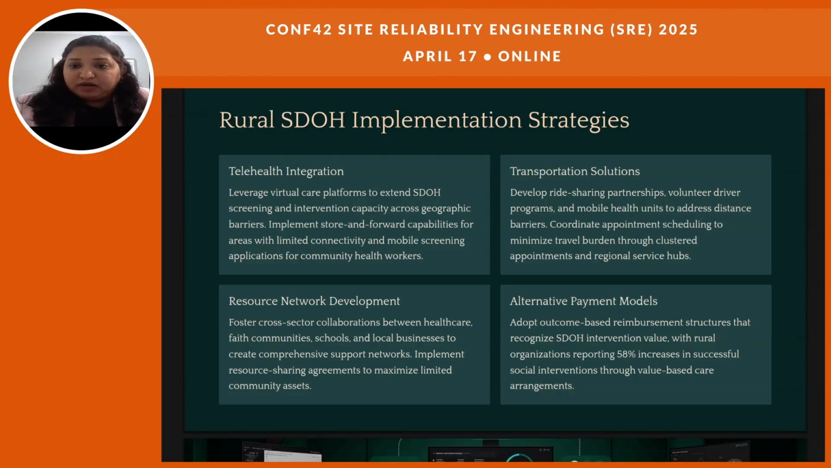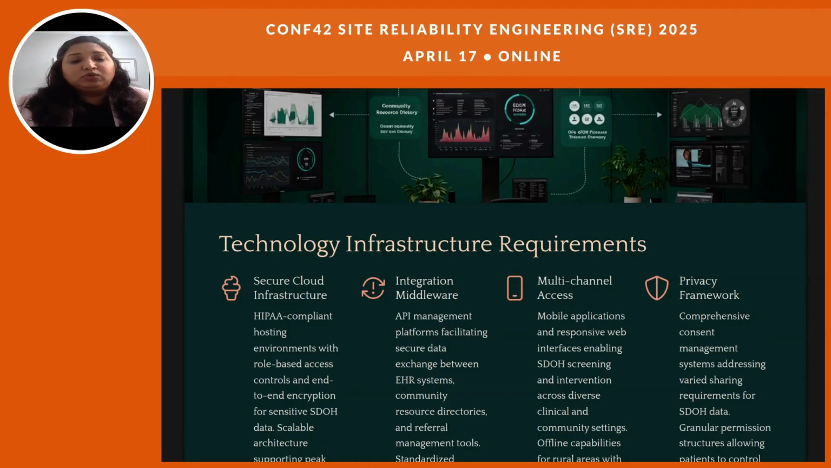Developing rideshare partnerships, volunteer driver programs, and mobile health units to address distance barriers, coordinating appointment scheduling to minimize travel burden through clustered appointments and regional service hubs, alternative payment models, like adopting outcome-based reimbursement structures that recognize SDOH intervention value, with rural organizations reporting 58% increase in successful social interventions through value-based care arrangements.